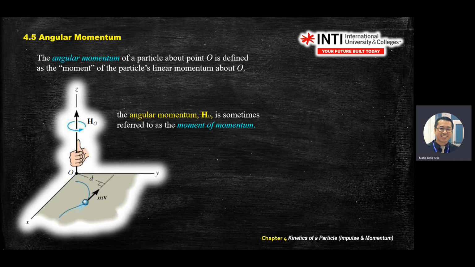Here we follow the right-hand rule. So if the object on the xy plane moves in this direction with a distance d, then you curve your finger, and the angular momentum will go up.